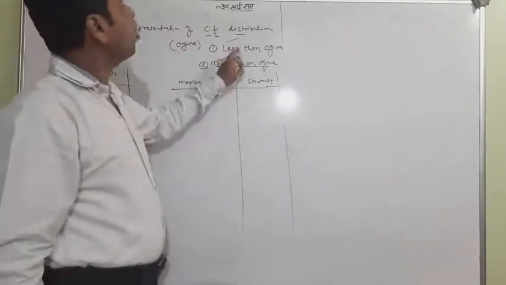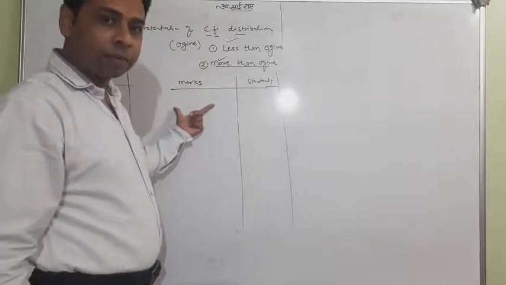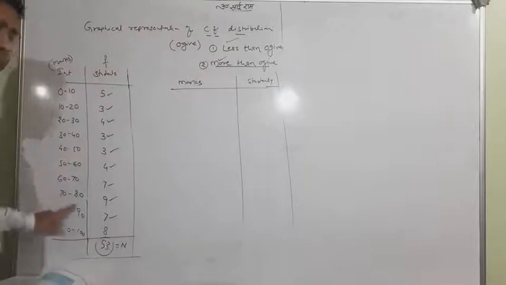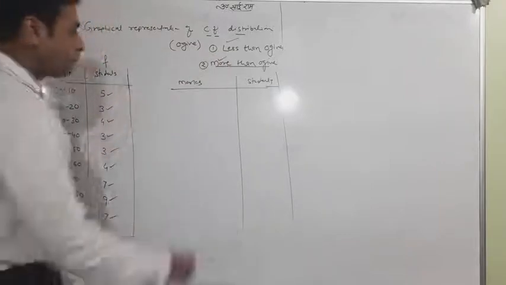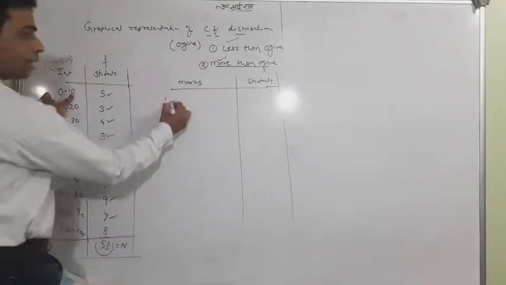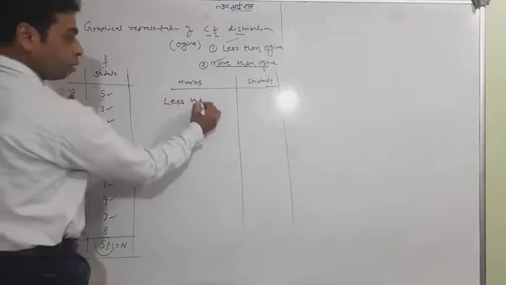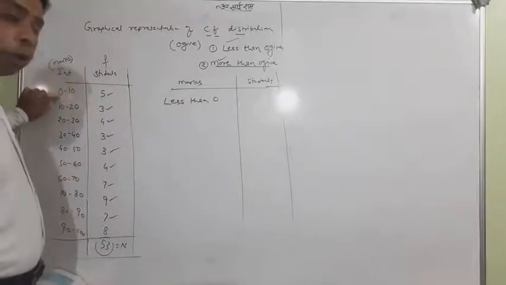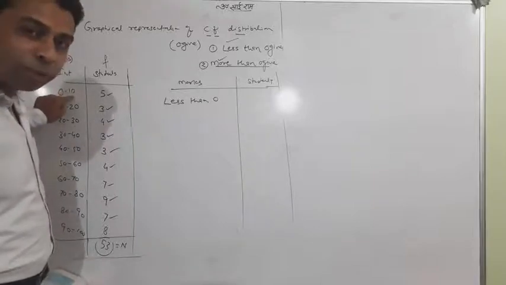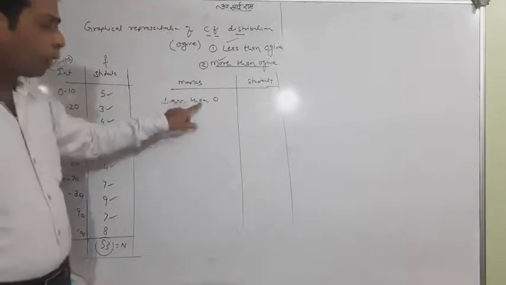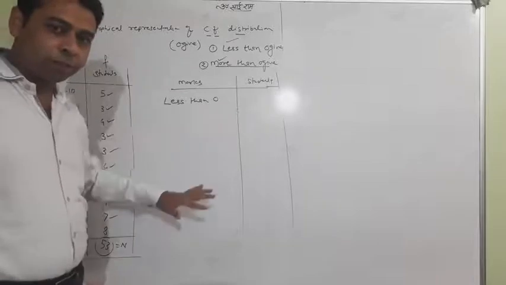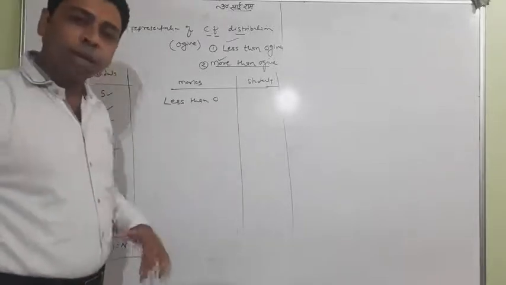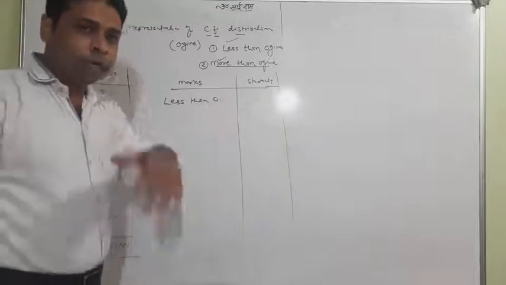For the less than type ogive, you need the less than language. For less than language, always take the upper limit. You take the help of the upper limit. So I will start with less than 0. Don't take equal to, because in the first interval 0 is included, 10 excluded. So don't write less than or equal to 0, only less than 0. In case of less than, you always take less than. In case of more than, you can write more than or equal to. So that is an important thing.